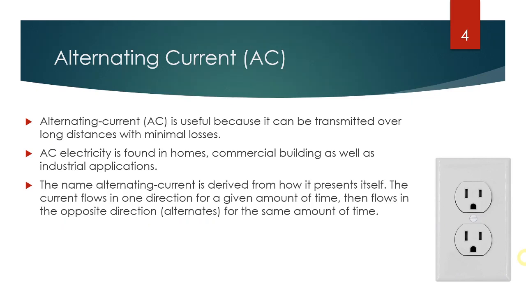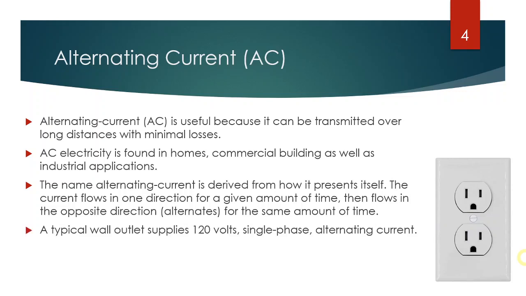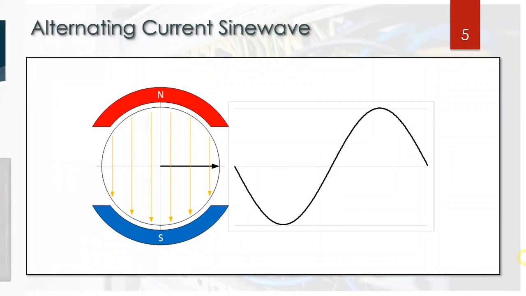And the name alternating current is derived from how it actually presents itself. We're going to see in the next slide what alternating current actually looks like. But the current flows in one direction for a given amount of time, and then it flows in the opposite direction, or it alternates around zero for the same amount of time. At a typical wall outlet, we get 120 volts, and it's single phase. You're going to see a graph of that here in just a minute.